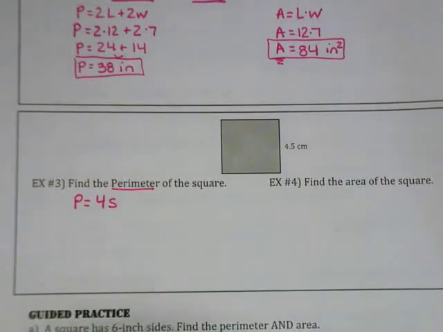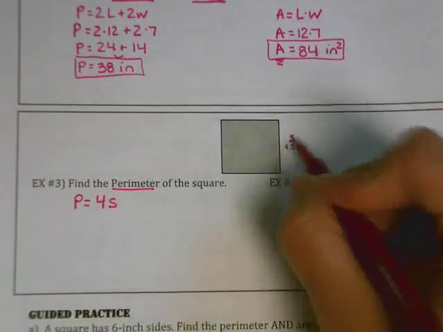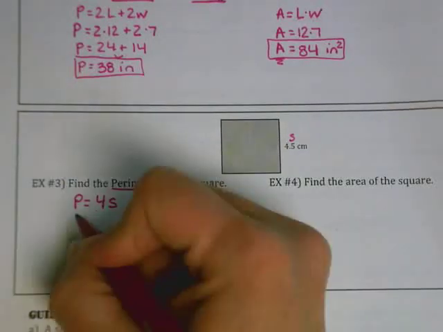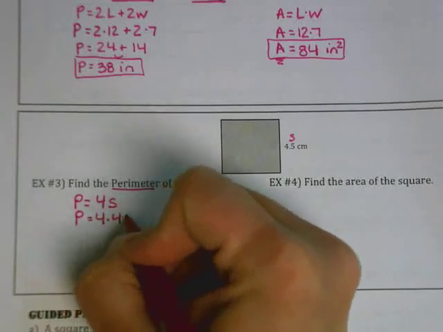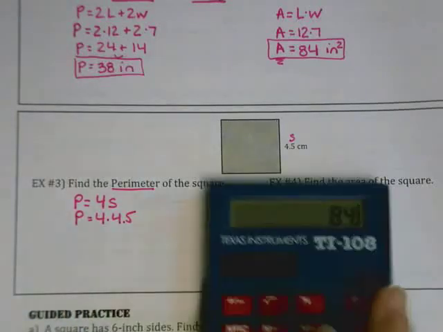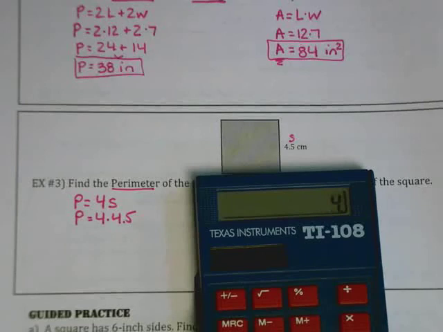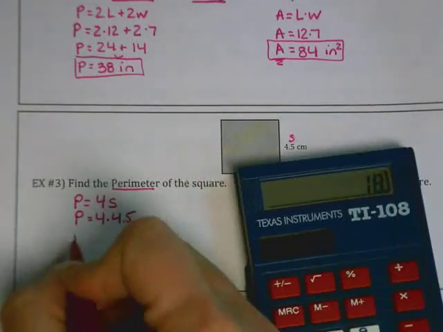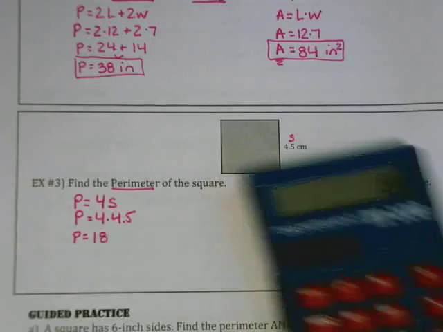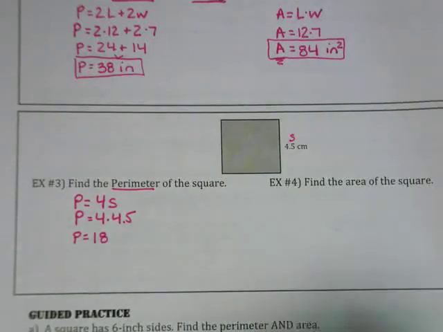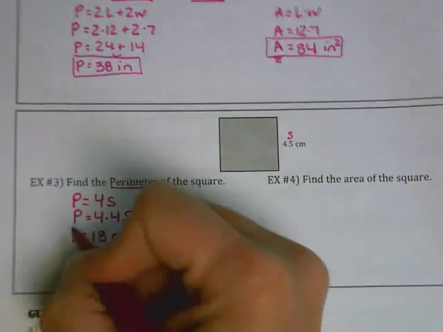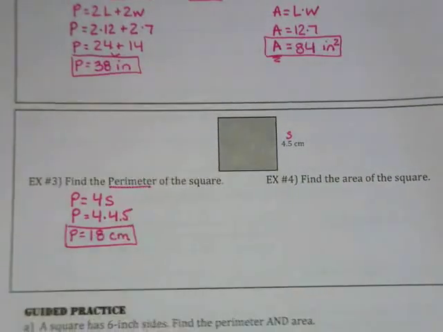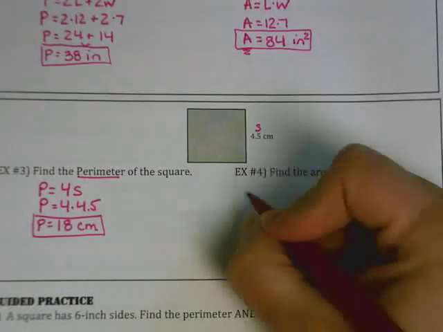Next step, let's plug in what we know. Do we know the side length? Sure, that's the side length, 4.5 centimeters. I don't know P, that's what I'm trying to find out, but I know the side, 4 times 4.5. Okay, 4.5 times 4, or 4 times 4.5, is going to give us 18. 18 what in this case? Centimeters plus centimeters plus centimeters plus centimeters gives us centimeters. 18 centimeters.